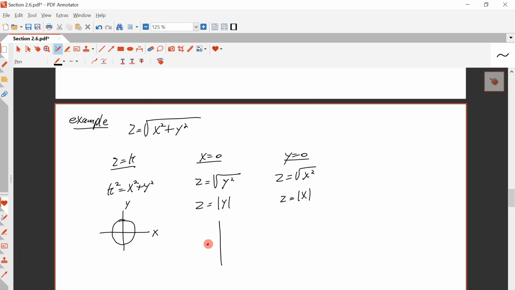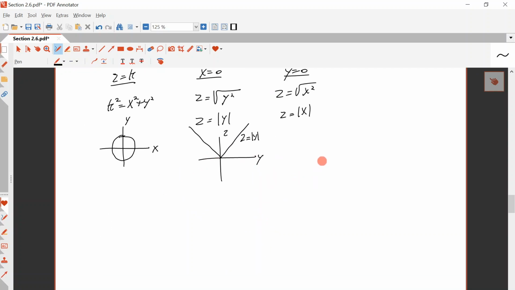So what does this picture look like in the yz plane, where x is equal to 0? z equals absolute value of y. Well, that looks like that. Same thing in the xz plane. So putting these things together, what do we get? This is xz. We also have that. So putting these pictures together, what do we have?